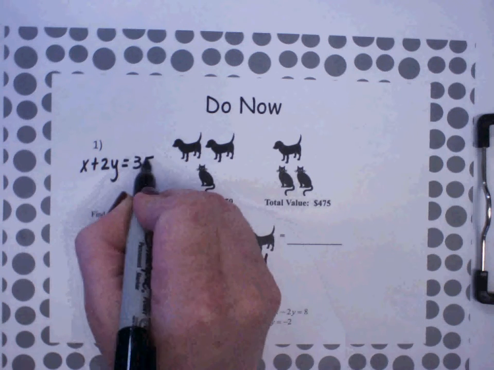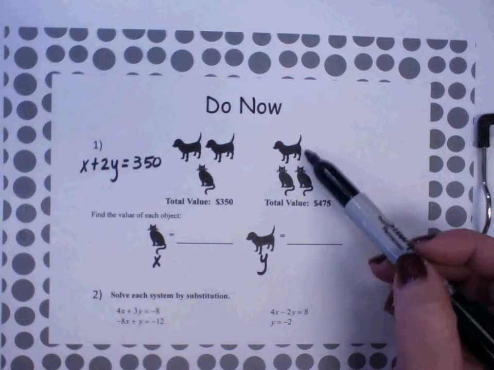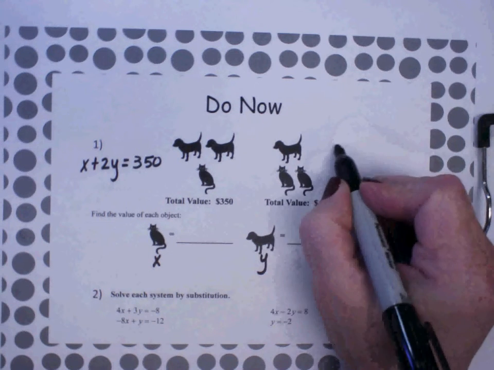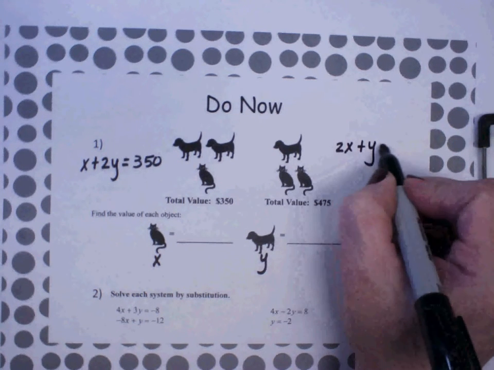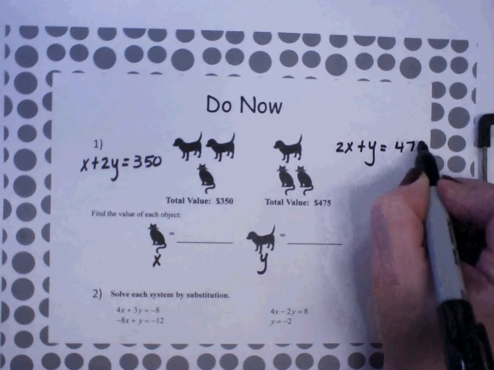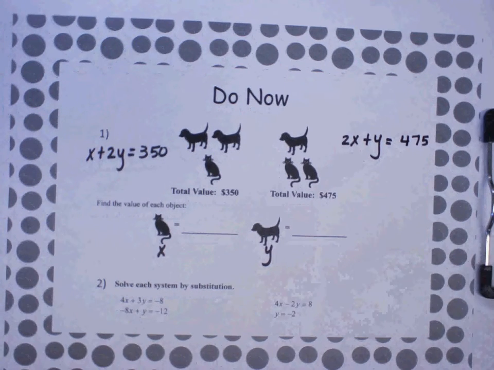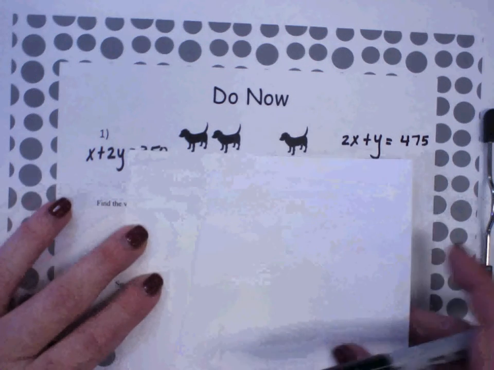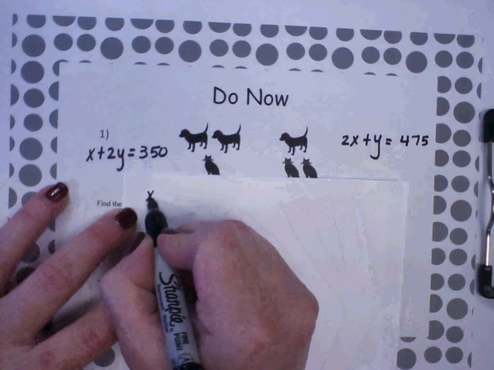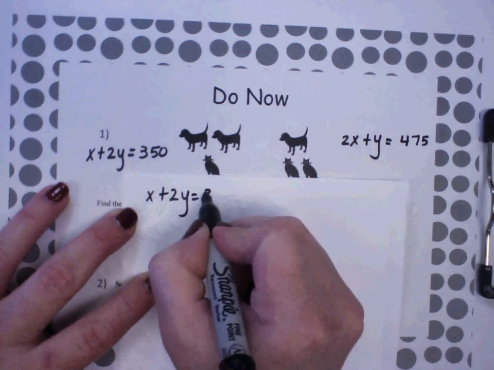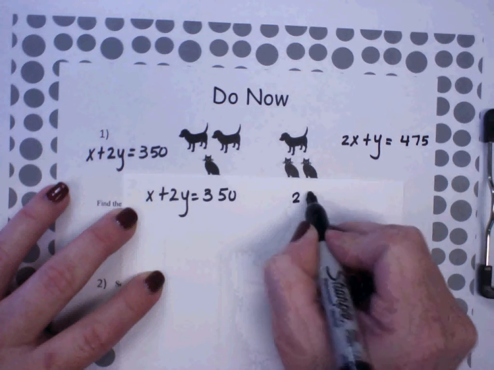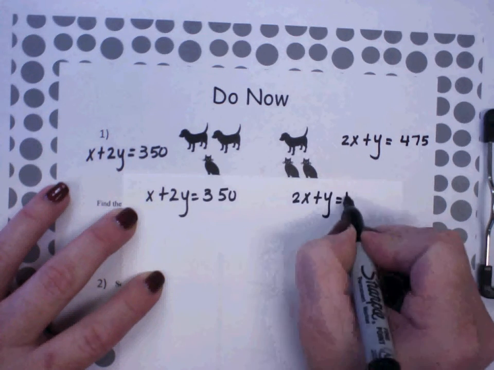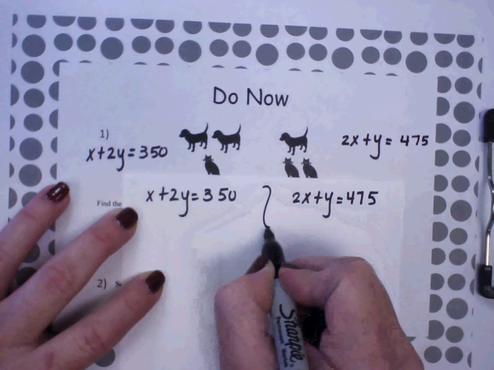equals 350, and the second one was 2x equals 475. Very good. Okay, so now we're going to go ahead and solve for y. Very good. So x plus 2y equals 350, and 2x plus y equals 475.